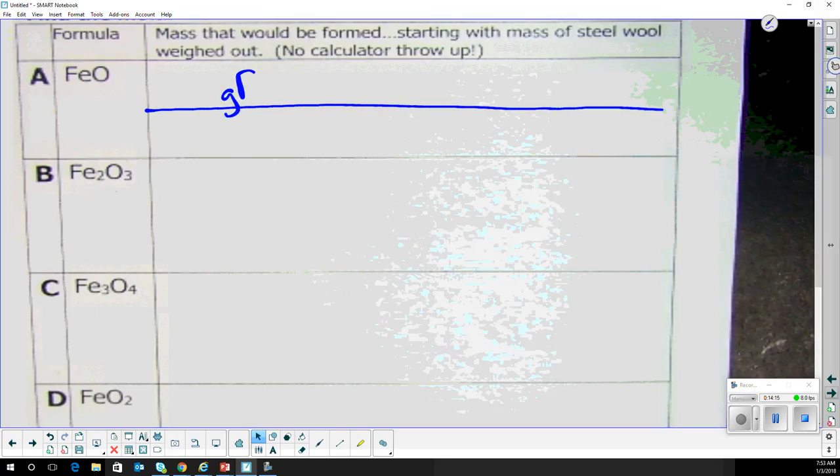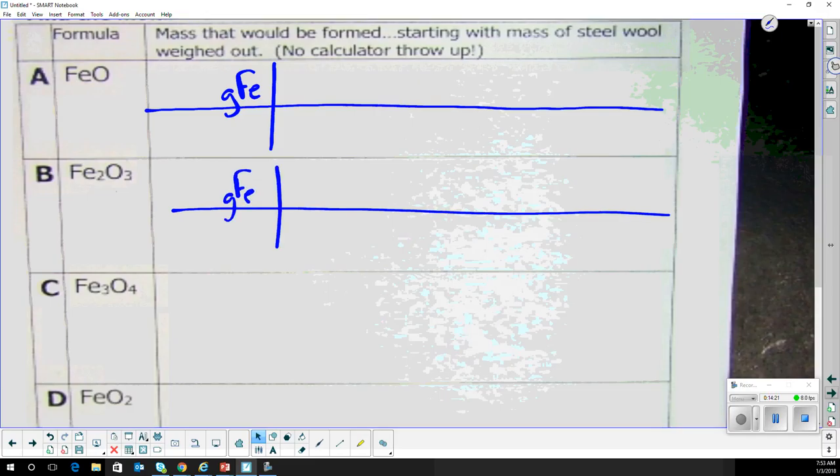So what we're going to do is weigh a small beaker. You've got a plastic beaker in the back and you're going to weigh it. Then you're going to get a sample of steel wool and put it in the beaker and weigh it. Then you're going to use that sample of steel wool to start out as the mass. So you're going to start here with the mass of iron for all of these.